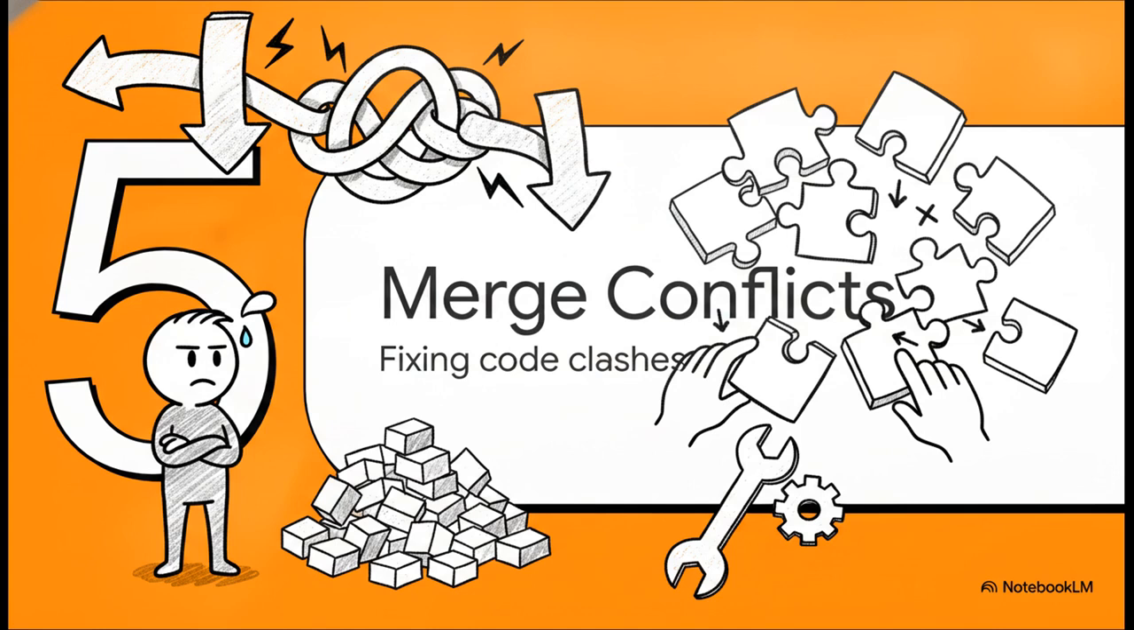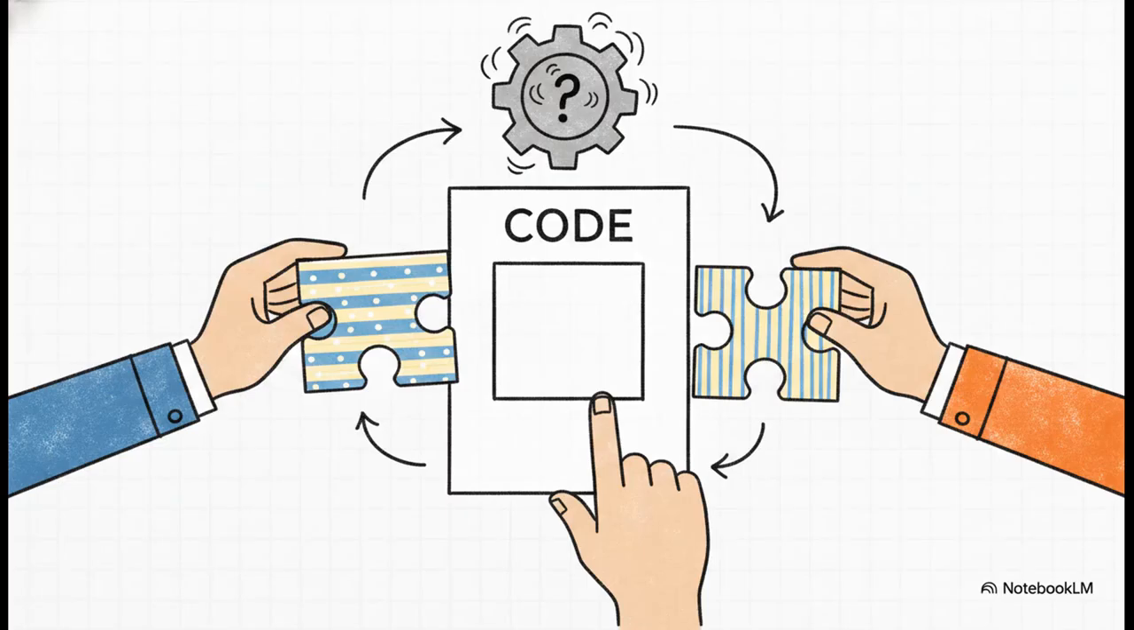Which brings us to section 5, resolving merge conflicts and fixing those inevitable collaborative code clashes. Because let's face it, teamwork isn't always perfect. A merge conflict pops up when 2 developers edit the exact same line of code in totally different ways and then try to merge it. Git gets confused because it honestly doesn't know whose code to keep.